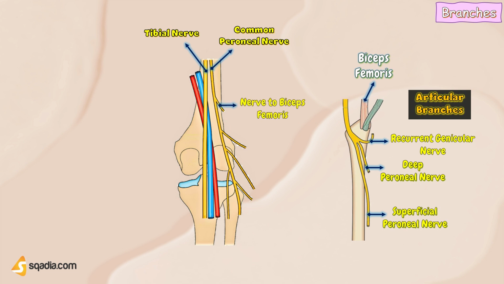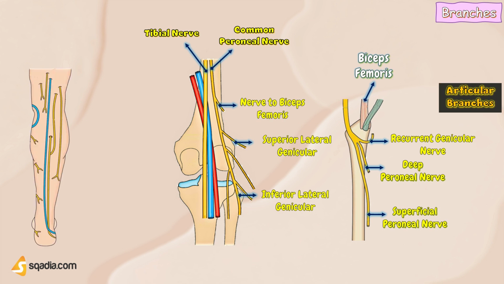The superior lateral genicular nerve accompanies the artery of the same name and lies above the lateral femoral condyle. The inferior lateral genicular nerve also runs with the artery of the same name to the lateral aspect of the knee joint above the head of the fibula.